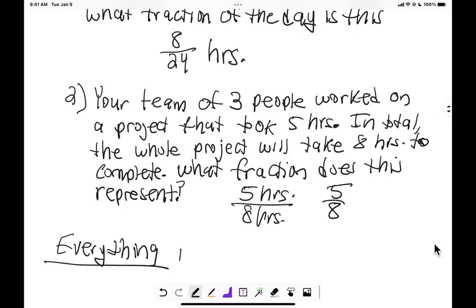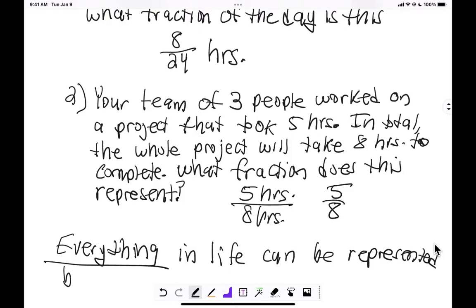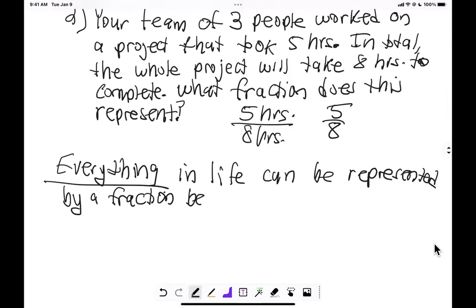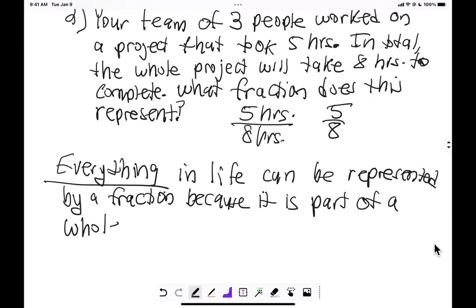Everything in life can be represented by a fraction, because it is part of a whole. Everything in life. Think about everything you do every day. It's part of a fraction. Everything.